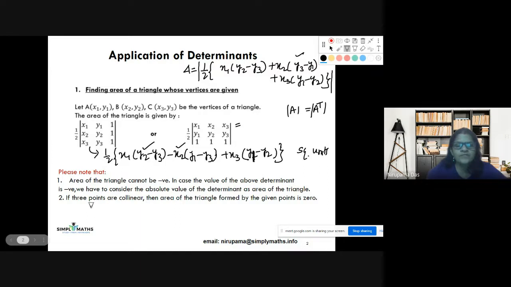Second one is, if 3 points are collinear, then the area of the triangle formed by the given points is 0. So this you have already studied in class 11th. Area of the triangle is 0 means there is no triangle possible, so the 3 points are on the same line.